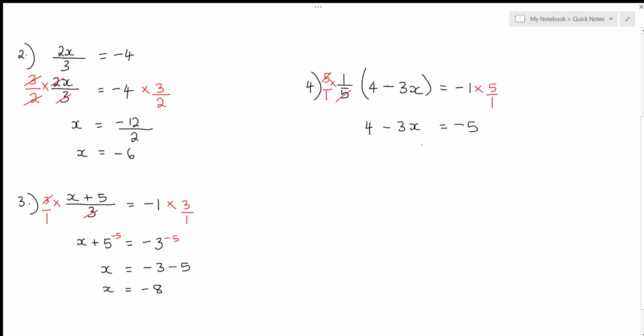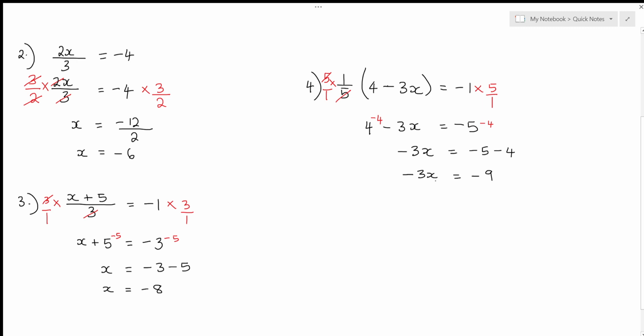Right, now at this point, we need to isolate our x, so basically leave your x on the left-hand side, and we have a number here which is 4, and 4 is positive. So to get rid of 4, we need to minus 4 on the left-hand side, therefore minus 4 on the right-hand side. Whatever you do to the left-hand side, you've got to do to the right-hand side. So on the left-hand side, 4 minus 4 is 0. So we're left with -3x equal to -5 minus 4. And now we have -3x equal to -9.